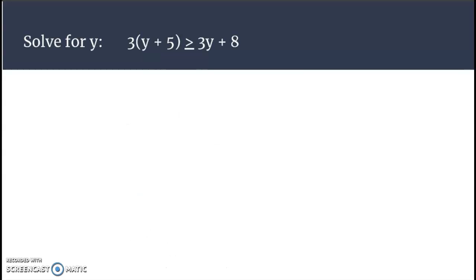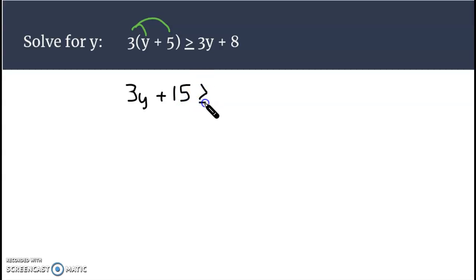Let's do one more here. This time we have some simplification to do. We have the distributive property. Let's distribute this 3 to the y and the 5 to give us 3y plus 15 greater than or equal to 3y plus 8.